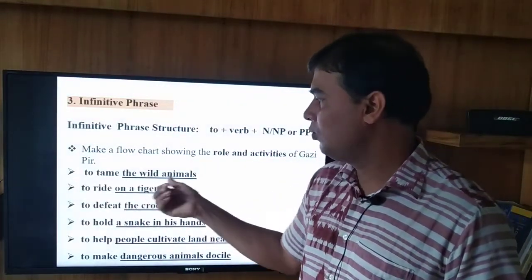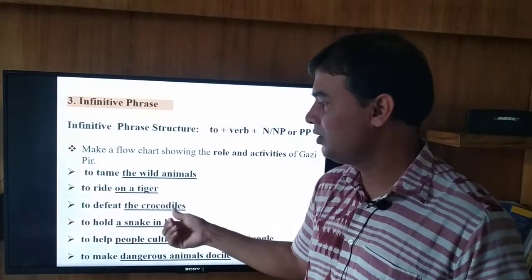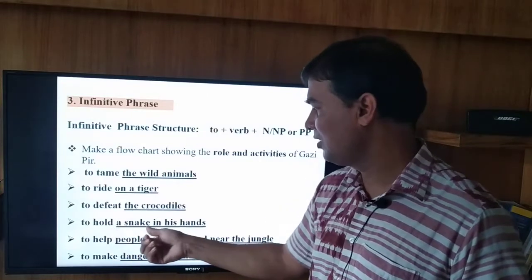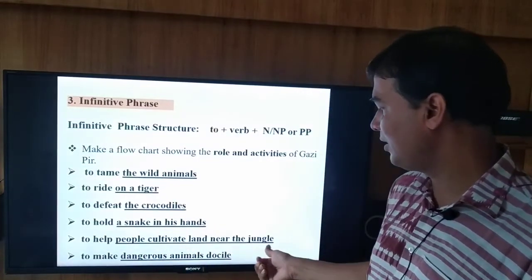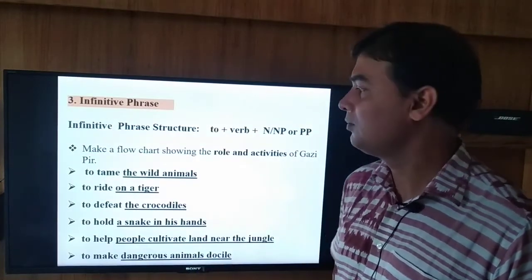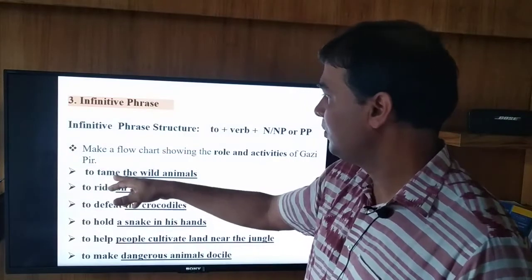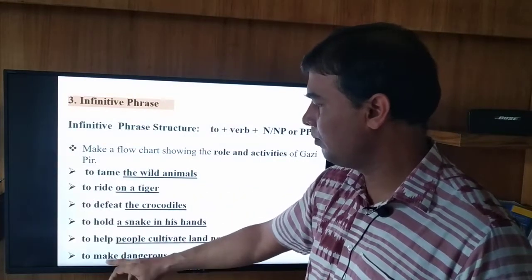To tame the wild animals, to ride on a tiger, to defeat the crocodiles, to hold a snake in his hand, to help people cultivate land near the jungle, to make dangerous animals docile. Here you see, to tame, this is verb, ride verb, defeat verb, hold verb, help verb, make verb.